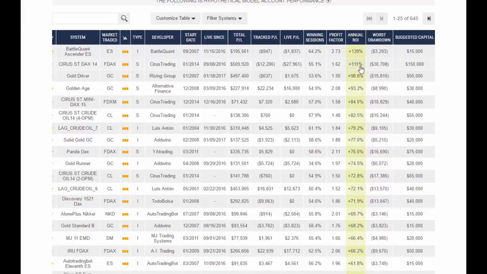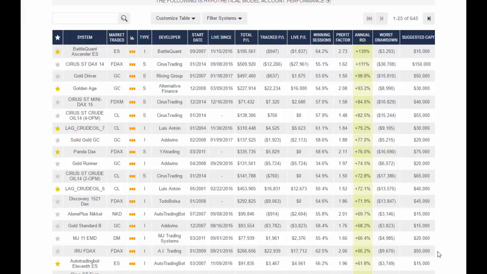Notice how it says it has an annual ROI of 111%, has a total P&L of $509,920. However, take a look at the tracked P&L: negative 12,206, and the live P&L, negative 27,961. How is that possible? Well, that just means that during its back testing phase, it showed that it was a potentially profitable system. However, when it started tracking and when it started trading live, it wasn't very profitable.